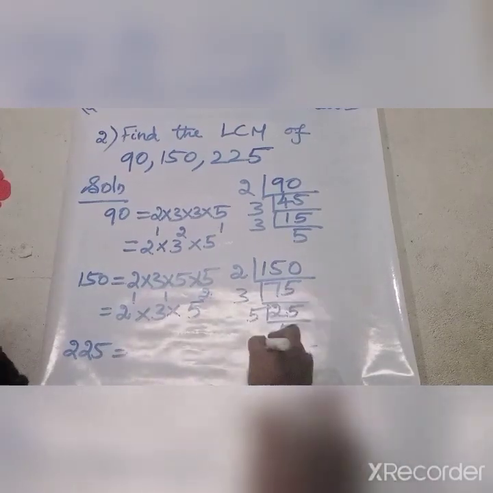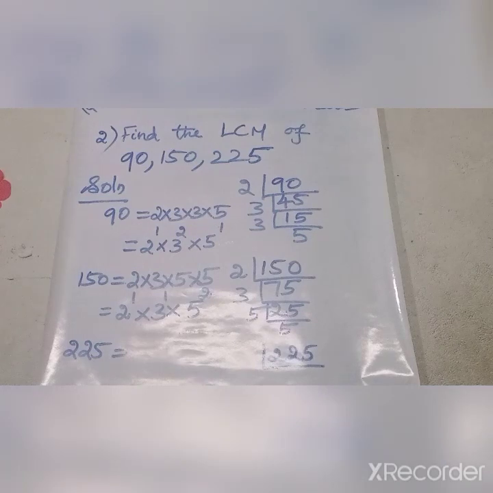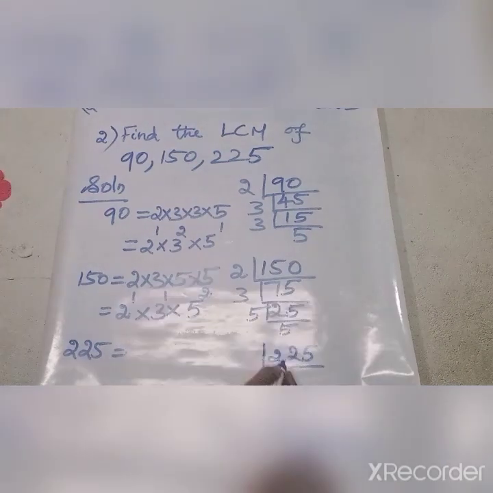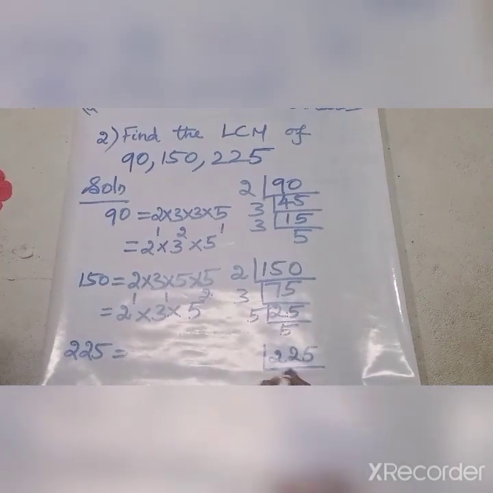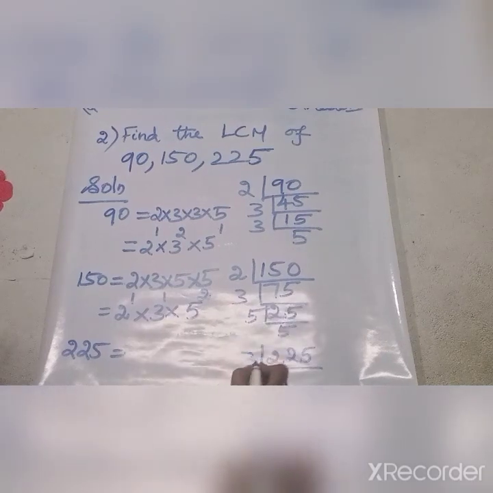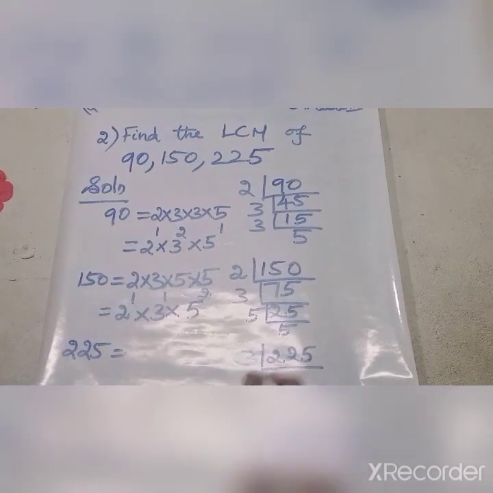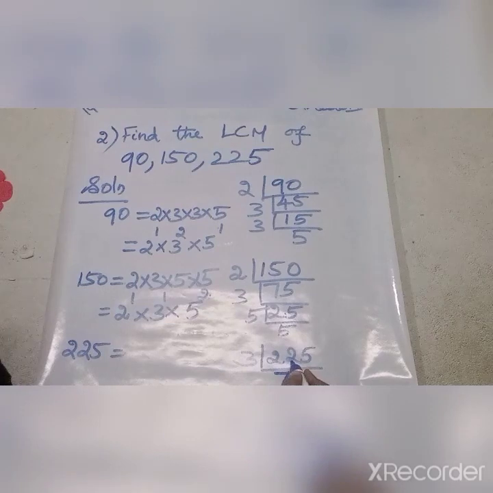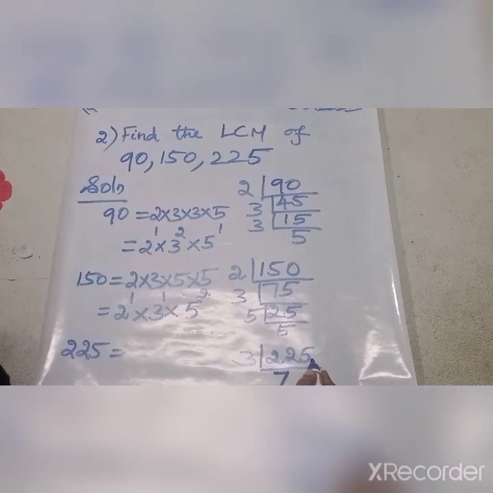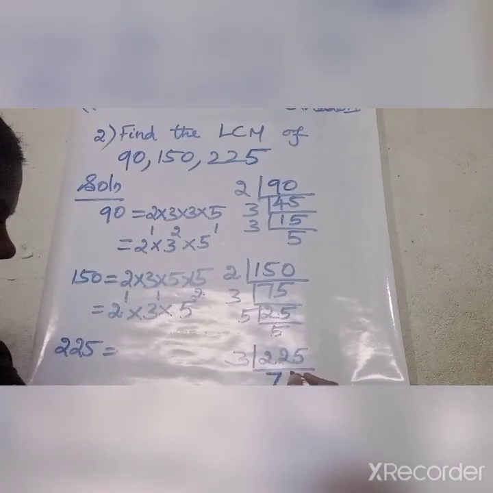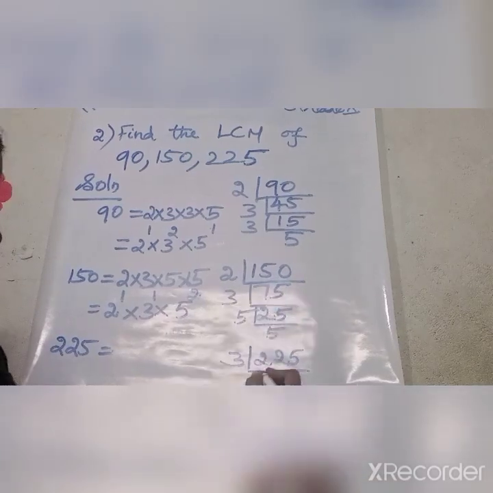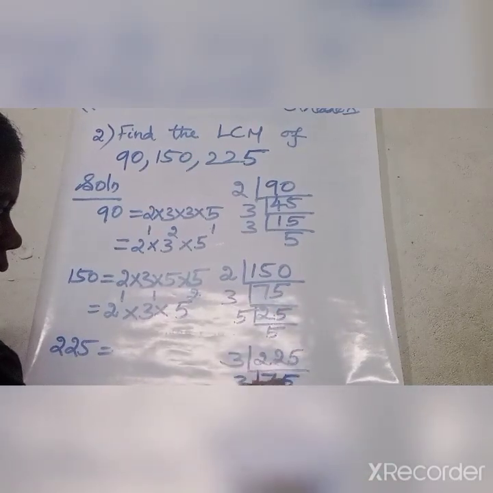225, let us factorize. First of all, it is an odd number, so 2 table is not possible to divide. So, take the 3 table. 7 3s are 21. 1 balance is there, and there is 5. 1 and 5 we have to consider as 15. 5 3s are 15.